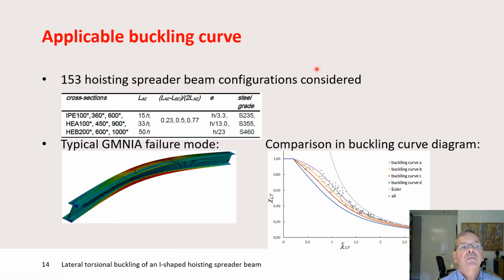Then we wanted to find the applicable buckling curve. We calculated 153 different configurations for that. You see some of the parameters listed here and the typical failure mode shown here. And these 153 results are plotted here in the chi-lambda standard buckling curve representation. All the dots are the individual 153 configurations, and you see how they compare to our buckling curves.